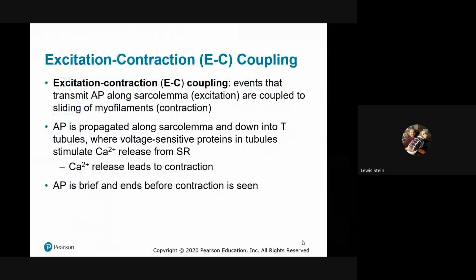So this brings us to what we saw in the animation before, called excitation-contraction coupling. How do we change signal A to signal B? How do we change electrical energy into mechanical energy? And so we saw that.